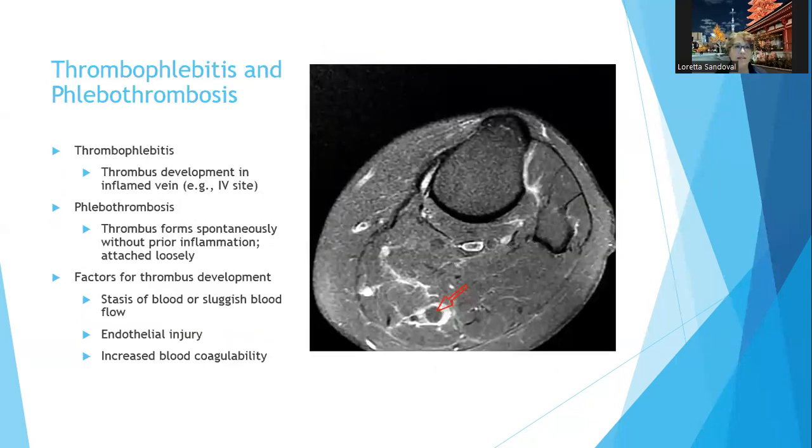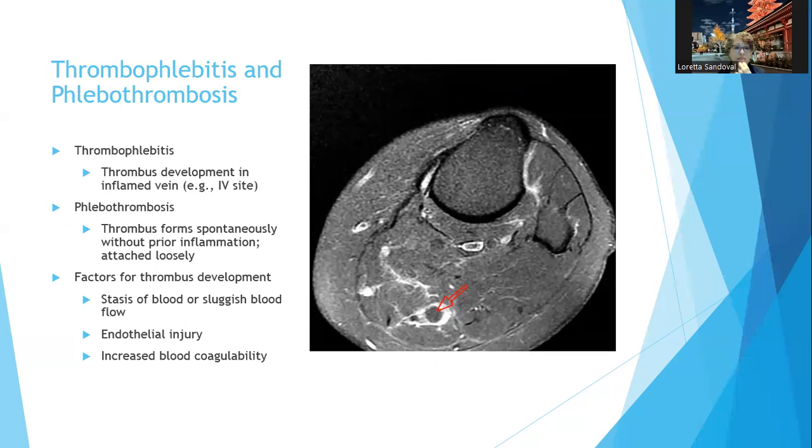So thrombophlebitis and phlebothrombosis sound the same, don't they? Thrombophlebitis is where a thrombus or a clot develops in an inflamed vein, like an IV site is a common place for a thrombus to develop. Phlebothrombosis is where the thrombus forms spontaneously in the vein without prior inflammation, and it's more loosely attached.